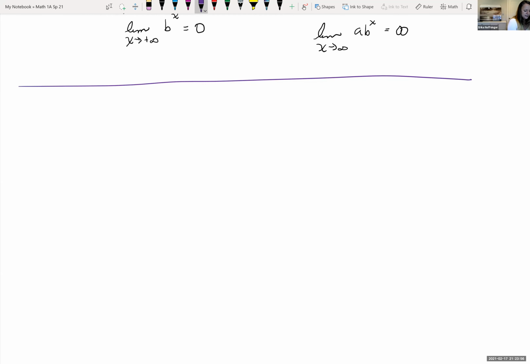Okay, so let's say f of x is equal to log base b of x. In exponential form, this is saying we're trying to figure out what exponent we would raise our base to in order to get back x. So another way to write this is b to the f of x is equal to x.